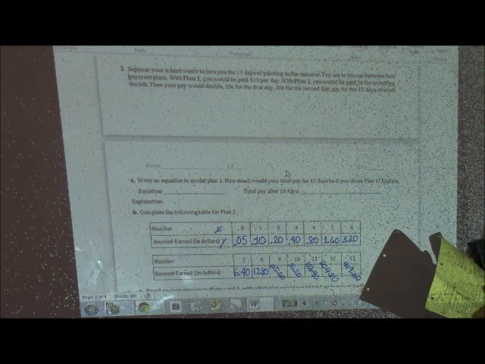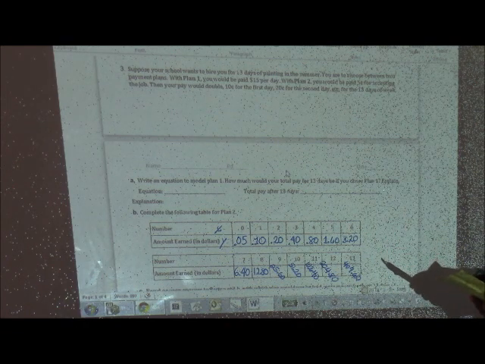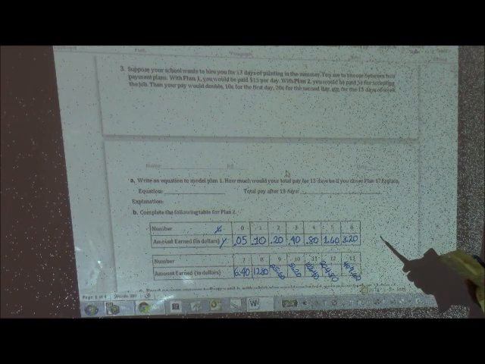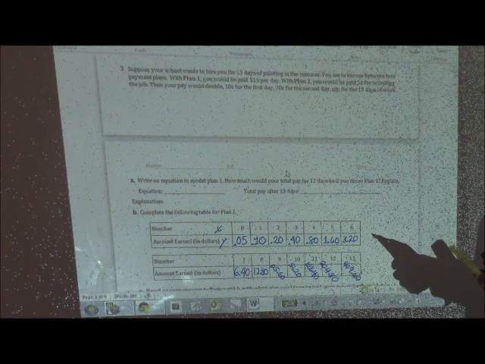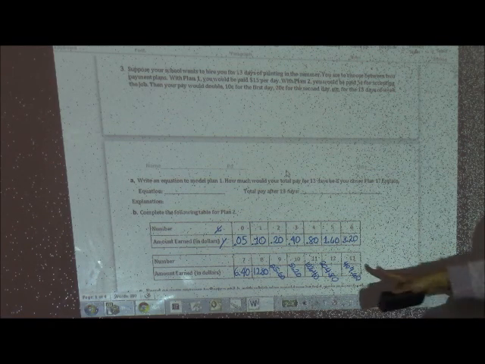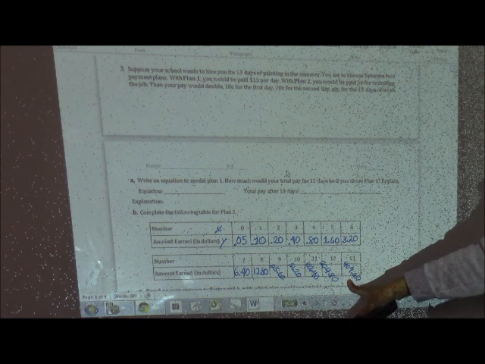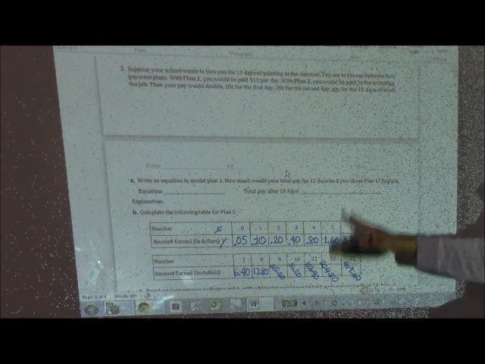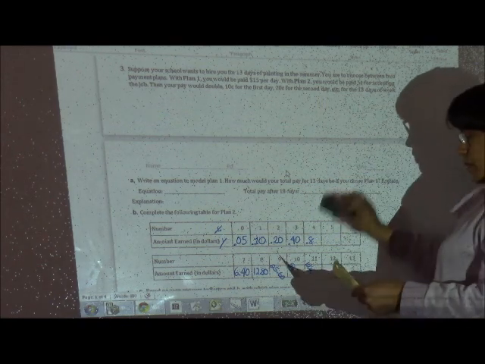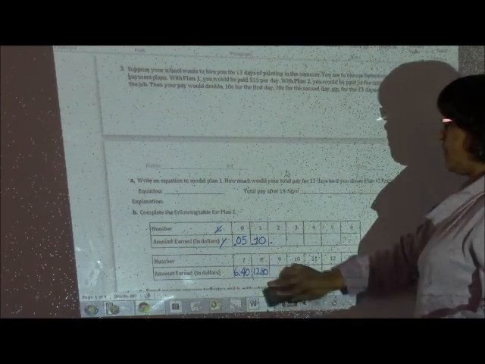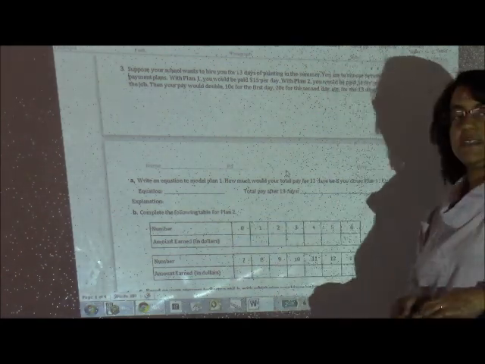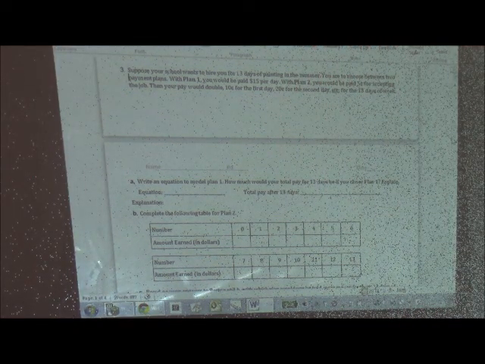So, in number 3, letter C, based on your answer to parts A and B, with which plan would you be paid more money for these 13 days of work? We get $409.60 if we work on plan 2. And we only ended up with, what did we get for plan 1? $195. So what is your answer to number 3? Right, plan 2. So for number 3, you should have plan 2.